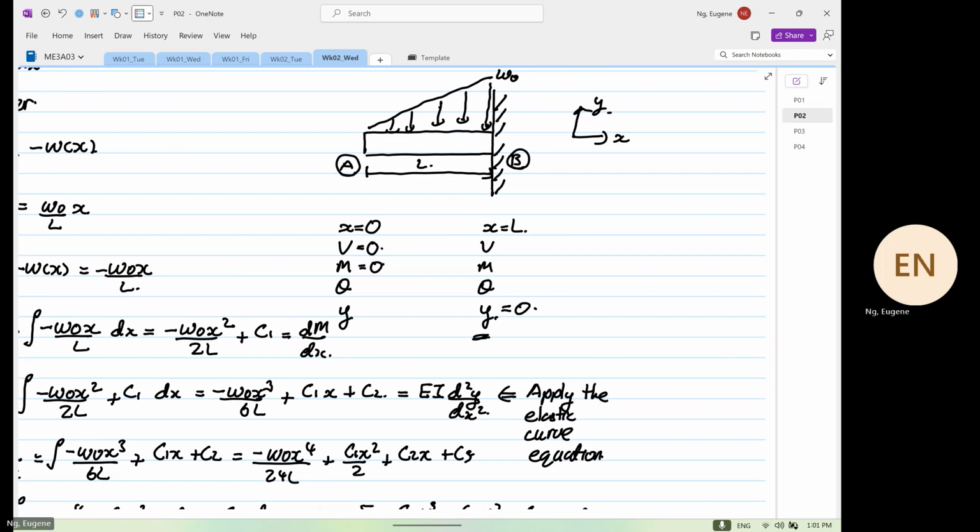That means something at point B. At point A, it can move. That means something about point B. Hurry up. It's not easy to bend this.